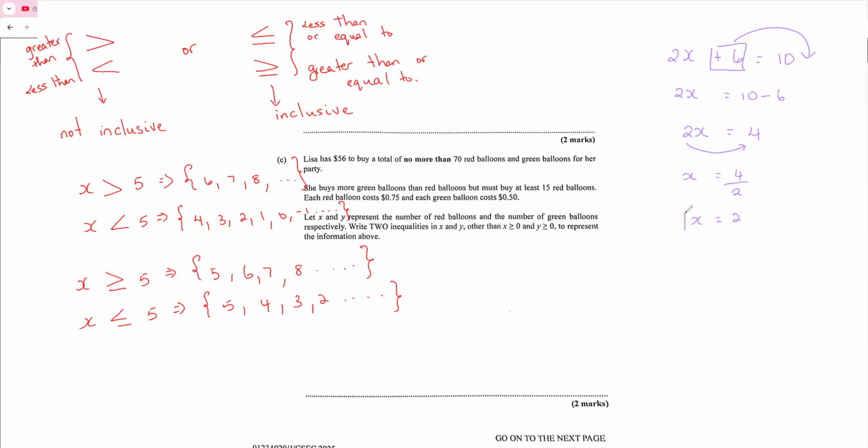So just how we would solve a regular algebraic equation, we could solve an algebraic inequality. And an algebraic inequality simply means instead of an equal sign, they have one of these inequality signs, right? So you solve it as though it's a regular algebraic equation.